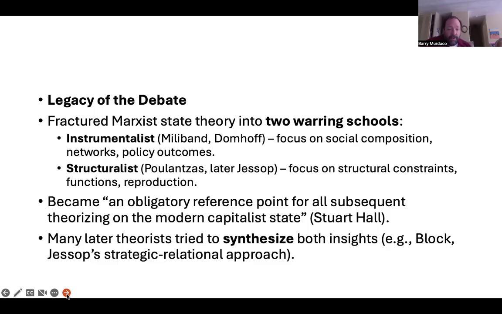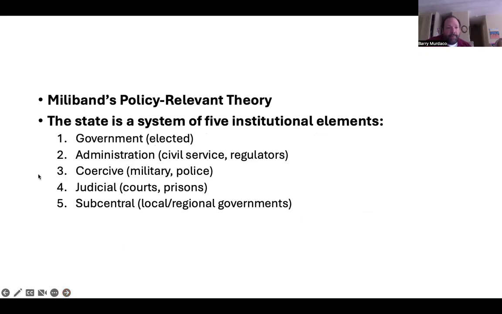So again, this debate on Marxist state theory became an obligatory reference point for all subsequent theorizing on the modern capitalist state. Many later theorists tried to synthesize both insights, which is kind of where we'll end up. So, Miliband's policy-relevant theory: the state is a system of five institutional elements. The government, elected officials; the administration, the bureaucrats, basically; the coercive parts of the state, the military and police; the judicial element of the state, courts and prisons; and what he calls the subcentral, local and regional governments.